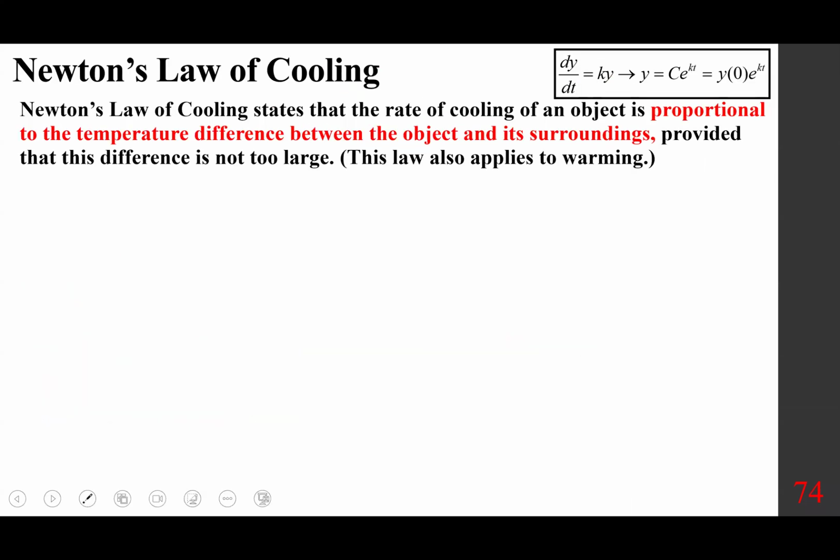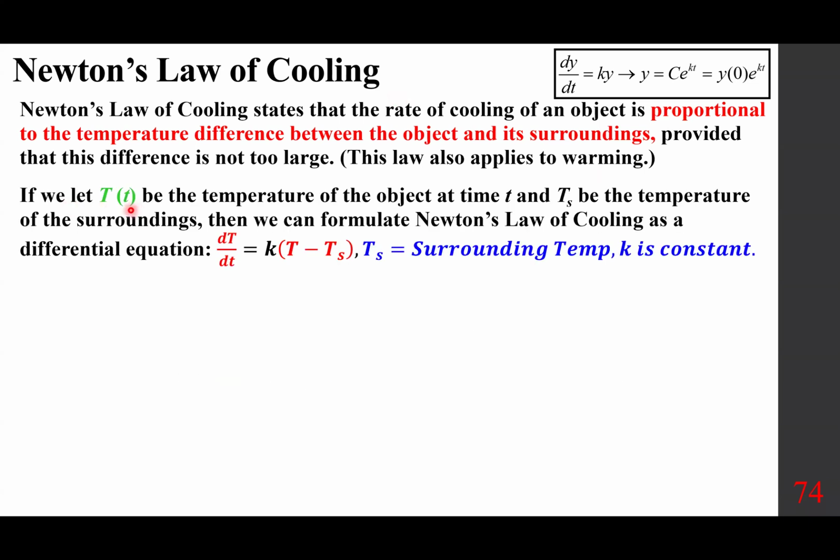Newton's law of cooling. Newton's law of cooling states that the rate of cooling of an object is proportional to the temperature difference between the object and its surroundings, provided that this difference is not too large. This law also applies to warming. Think about the concept. You bring a cup of coffee into a room, it starts cooling down. Or a cold beverage, you bring it to the room, it warms up. Both of them eventually reach the temperature of the room as time goes by. That's Newton's law of cooling.